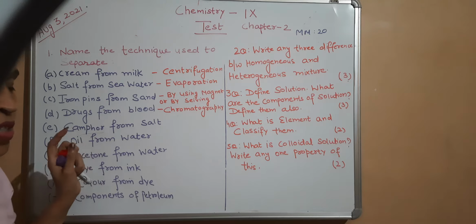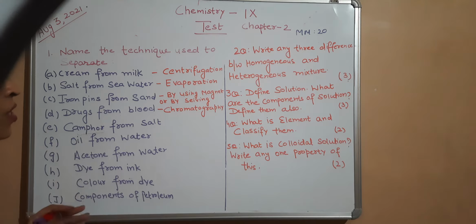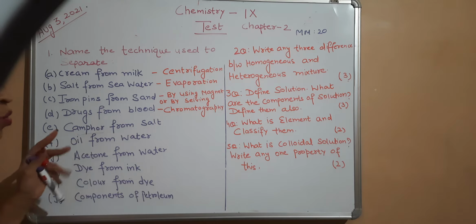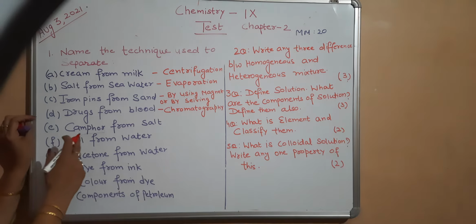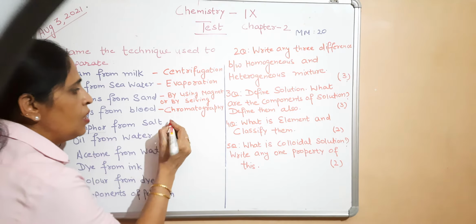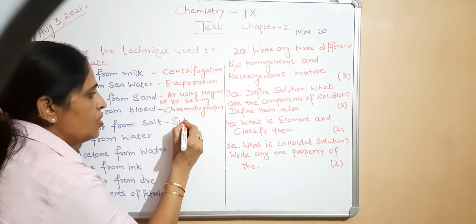Drugs from blood. Which method is used to separate drugs from the blood? This is chromatography. When I told you about these techniques, I asked you to lay stress on them. You can get the question: which technique is used to separate drugs from the blood, or to separate camphor from the salt? Which technique is used? That is sublimation.